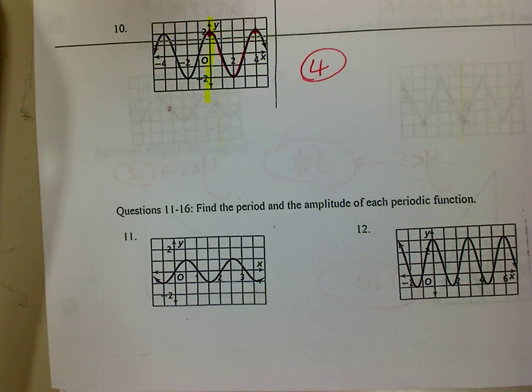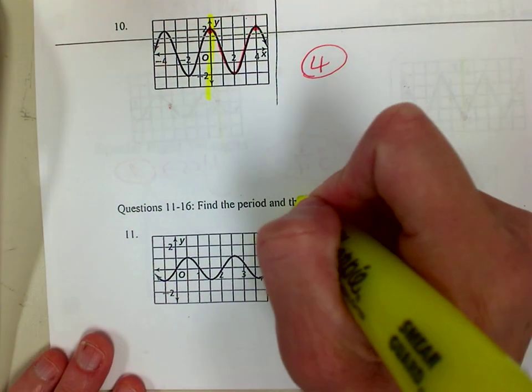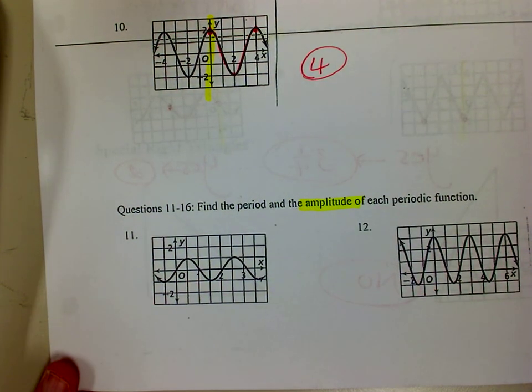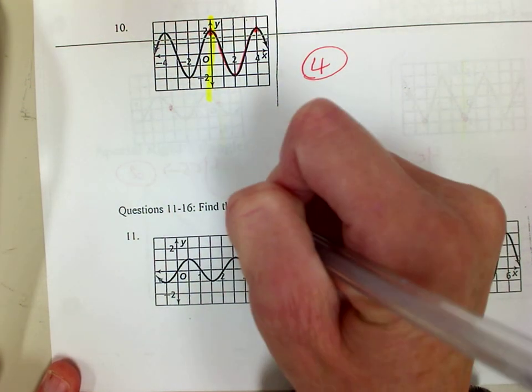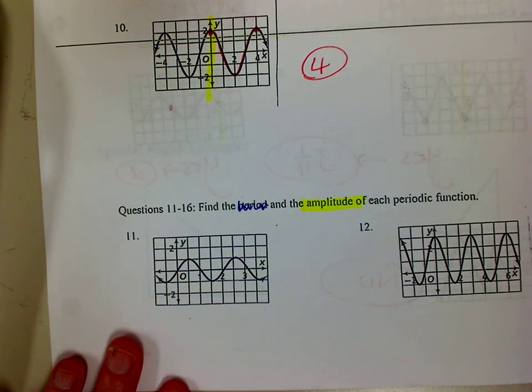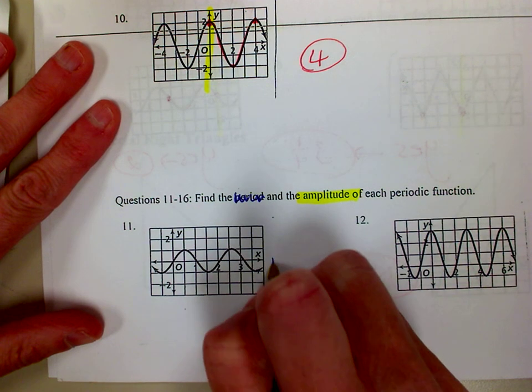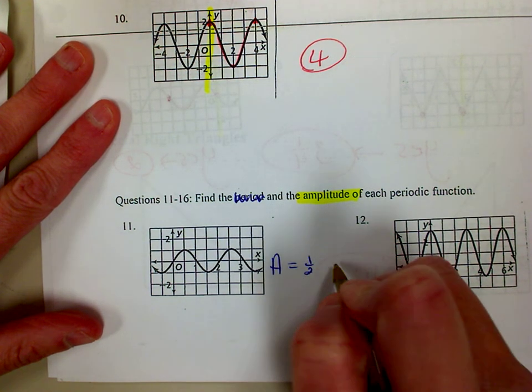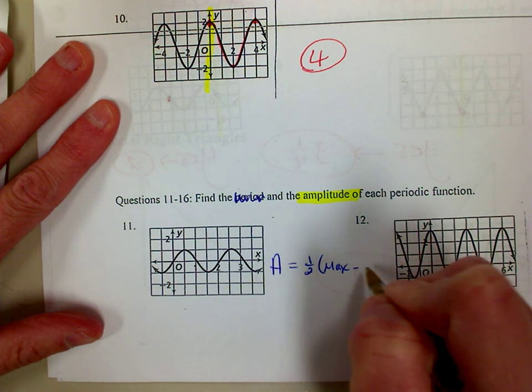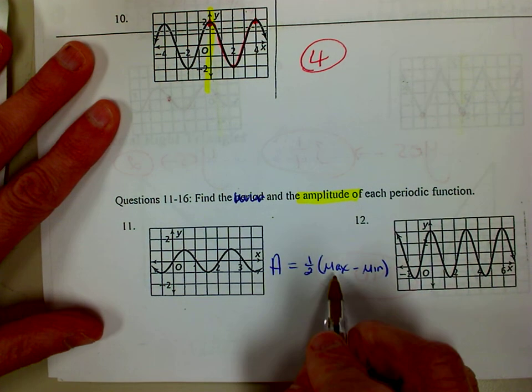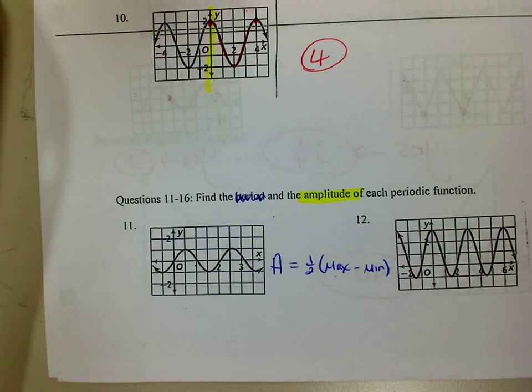Okay, on 11 and 12, this time I want you to find the period and the amplitude. I'm just going to focus on the amplitude because I think hopefully we are good with how to find that. Okay, so there's a formula for the amplitude. You take half of the max minus the min. And this is for the y values.